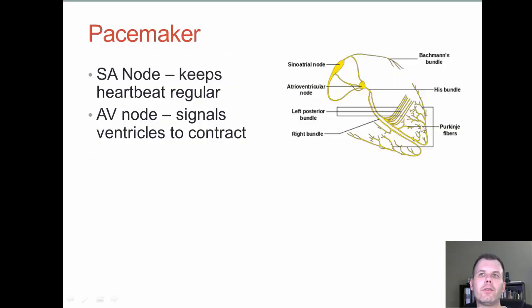Now the other thing that's involved is the pacemaker. I'm not going to spend too much time on it, but you have various nodes, which are nerve endings that control the contraction of the heart. The SA node keeps the heartbeat regular, keeping it in check and making sure that you beat every so often. And then the AV node signals the ventricles to contract. That keeps pace, and that's what is called your pacemaker.